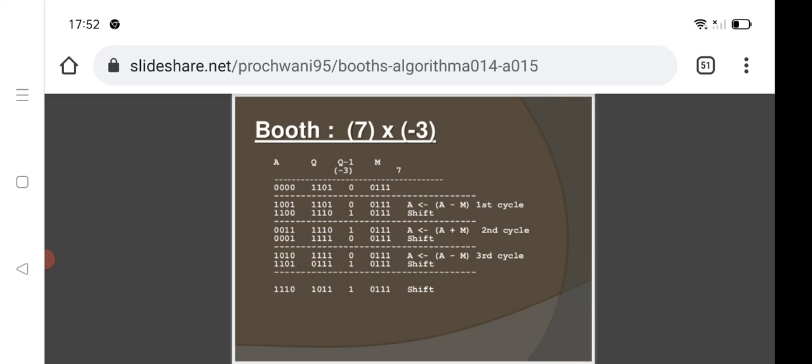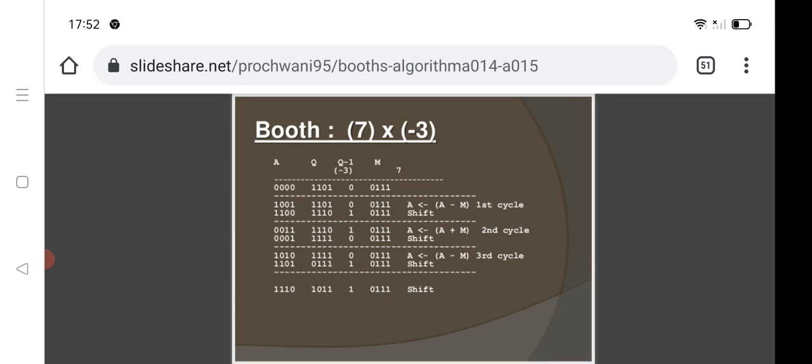Okay, so after doing this A equal to A plus M, I am going to shift towards my right side. Whenever I am performing a shift operation, always keep in mind that you are going to shift only A, Q and Q minus 1 values. We are not going to touch my M value. Okay, after doing the shift, I need to decrement my count value. Count will be reduced from 3 to 2.